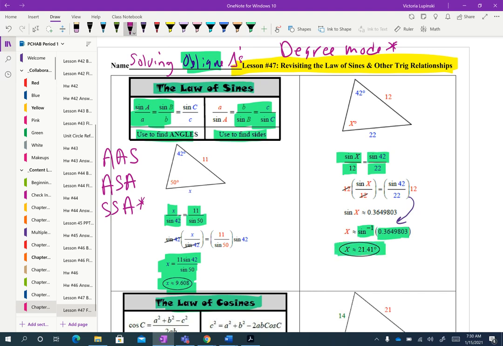So the problem with this ambiguous case, why we have to revisit it today, is because of cases like this, where you're solving for a missing angle. And notice that in this example, you have a side and an angle. So these are the kinds of problems that could give you an issue, and we're going to see exactly why in a minute.